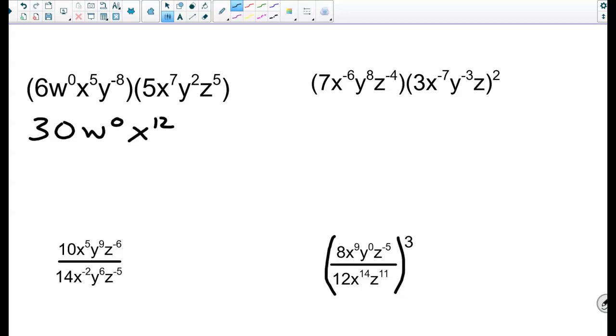Y to the negative 8 times y squared, negative 8 and 2 is negative 6, and there's nothing to multiply the z to the 5th, so we just leave it in the answer. Now from here we need to simplify, and simplify usually means get rid of the negative exponents. W to the 0 though is equal to 1. Anything raised to the 0 is 1. 30 times 1 is 30.